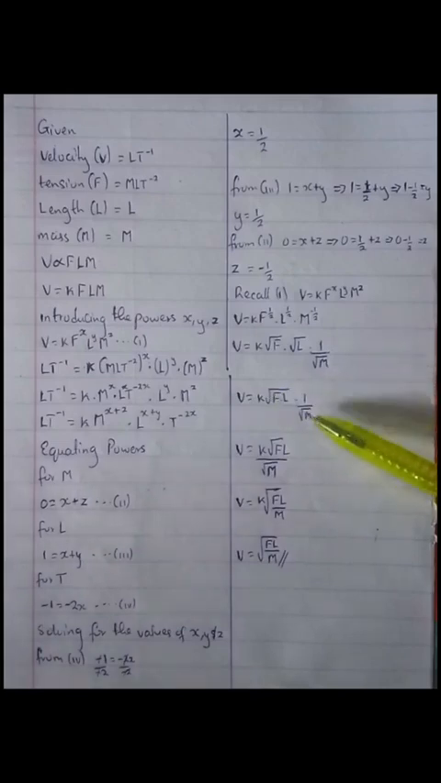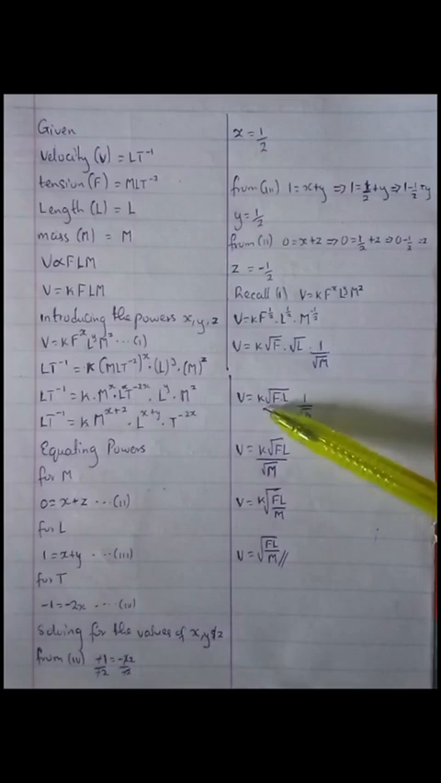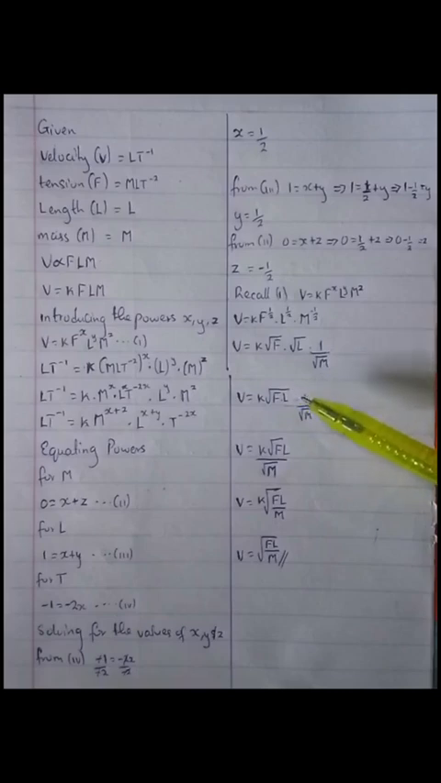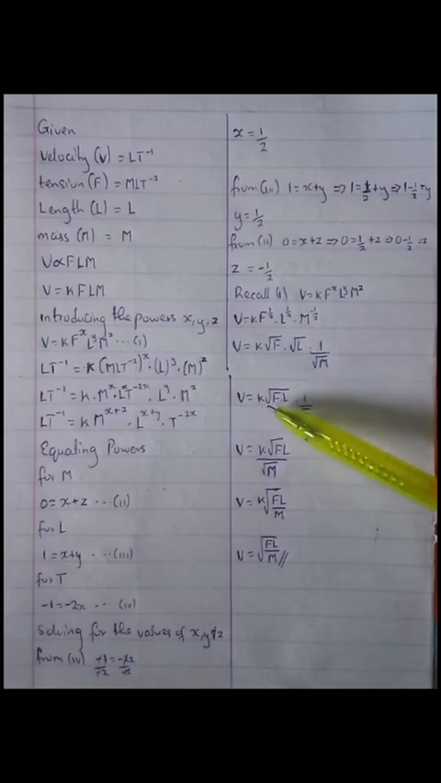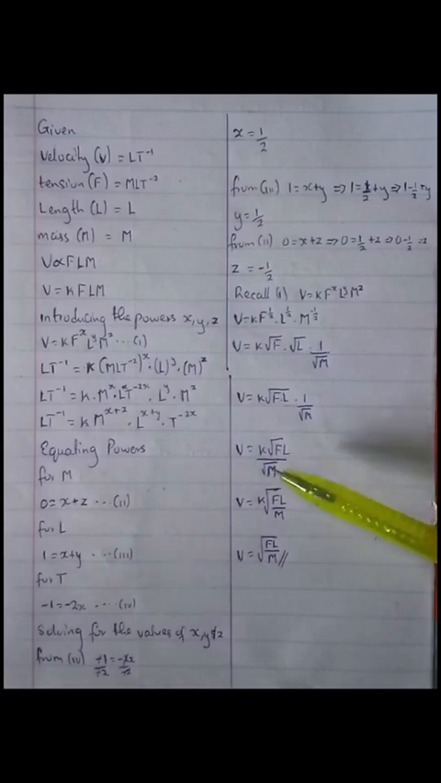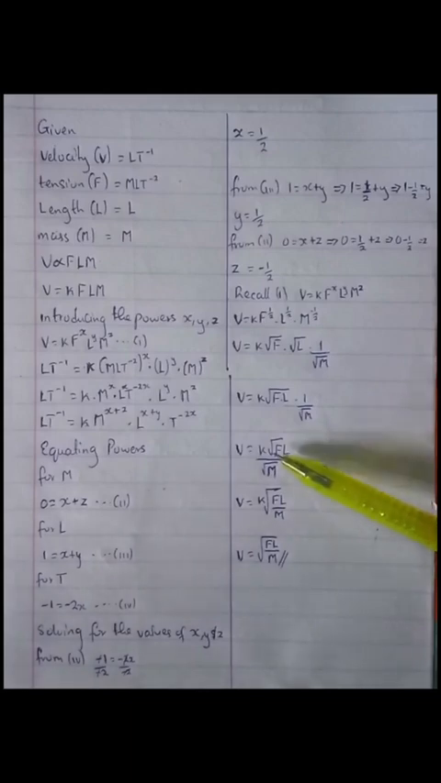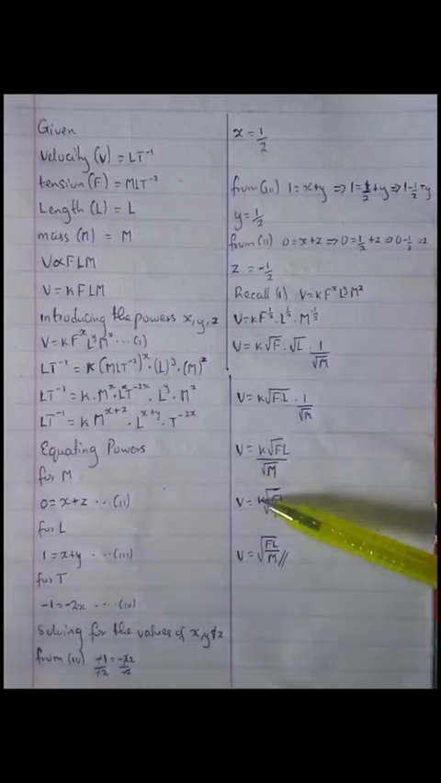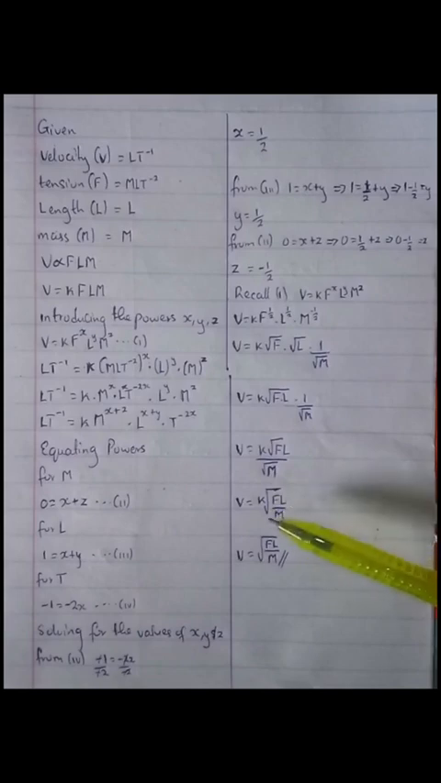Now k square root of fL times 1, because this dot here means multiplication, times 1 will give you k square root of fL. That means we'll have k square root of fL over square root of m. And in surds also, if you have square root of fL divided by square root of m, you can express this inside one square root, which will give us k square root of fL over m. And we take k as 1, assuming k is 1, we'll have v equals square root of fL over m.